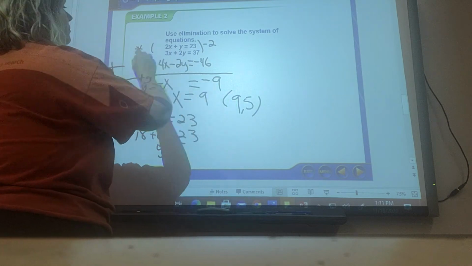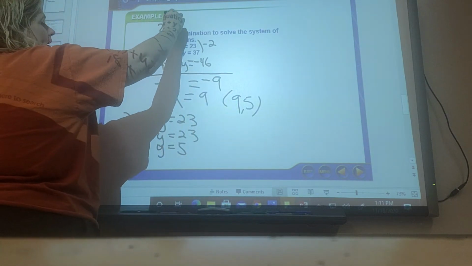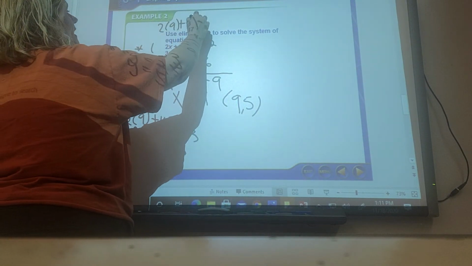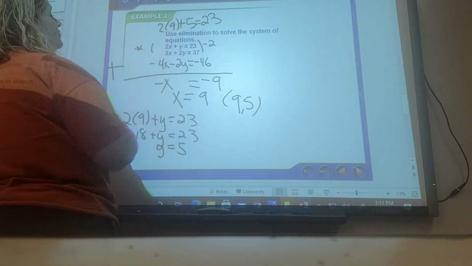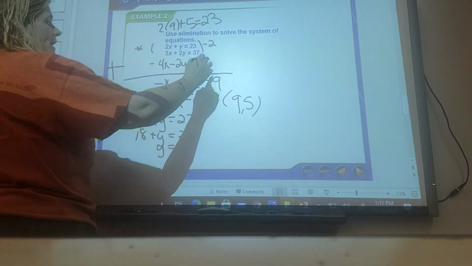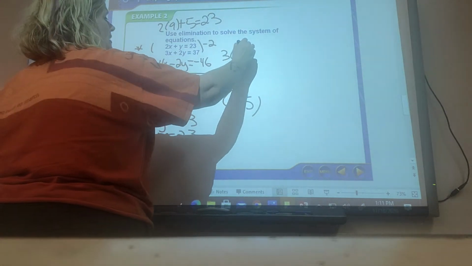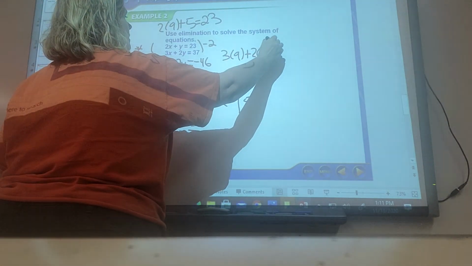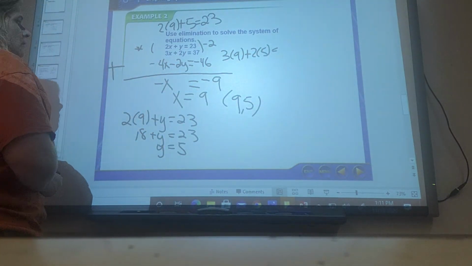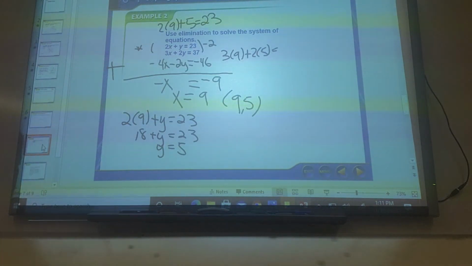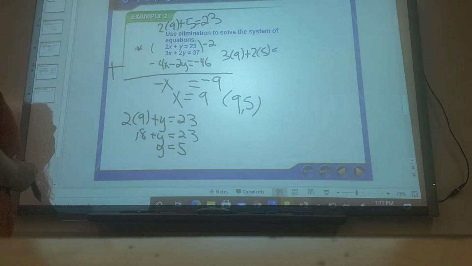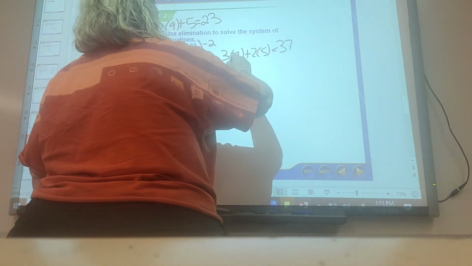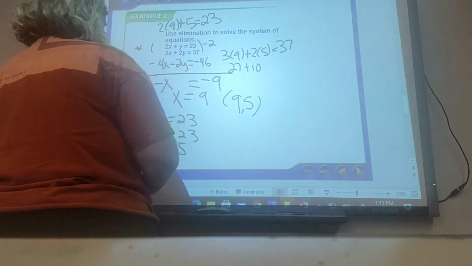Let's check those up here. So 2 times 9 plus 5, does that equal 23? Yes, 18 plus 5 equals 23. On the bottom one, 3 times 9 plus 2 times 5, does that equal 37? Yes, because this is 27 plus 10. So they both check out.